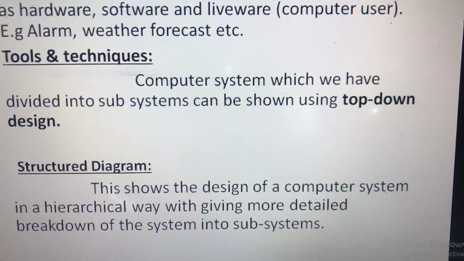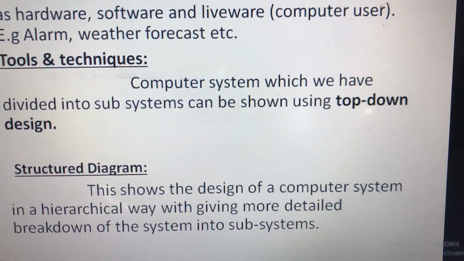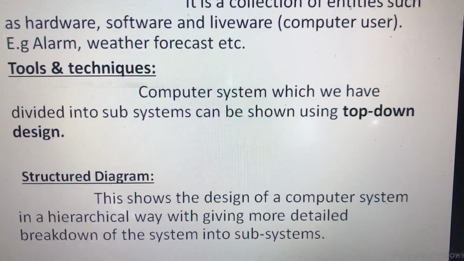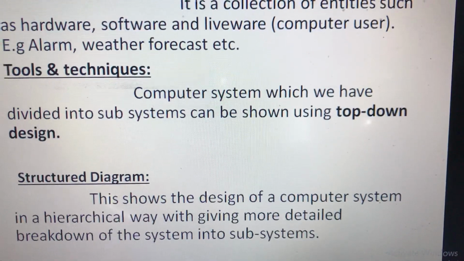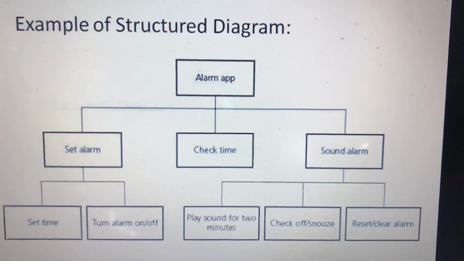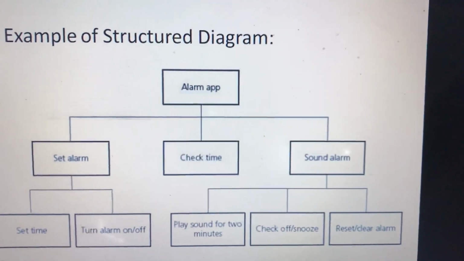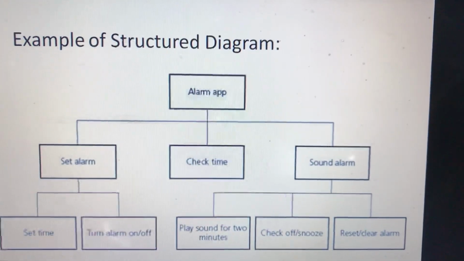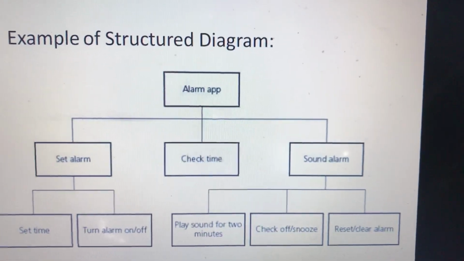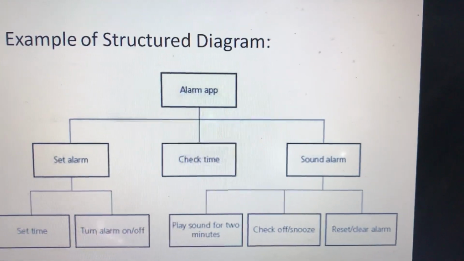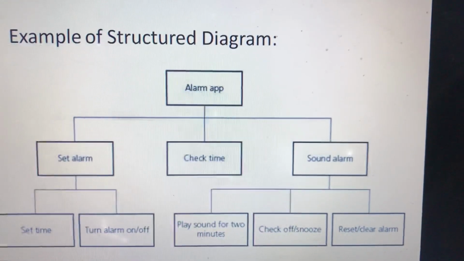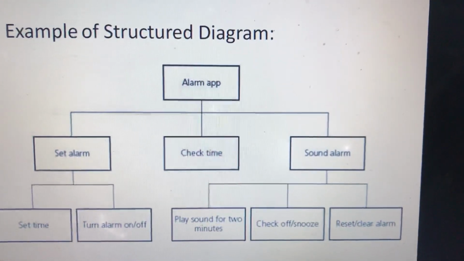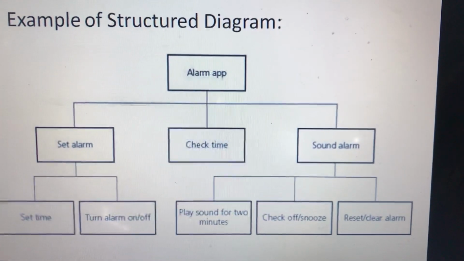Structure diagram. This shows the design of a computer system in a hierarchical way, giving a more detailed breakdown of the system into subsystems. So there is a system of an alarm app. It is divided into subsystems. Starting from the top, that is alarm app, and it is ending at the set time, or on the right side we can see reset or clear alarm.